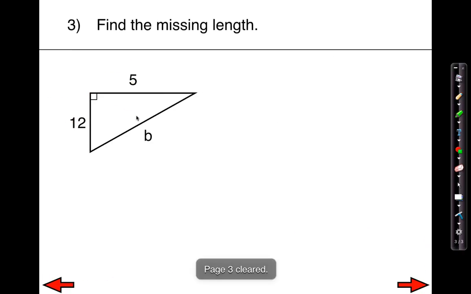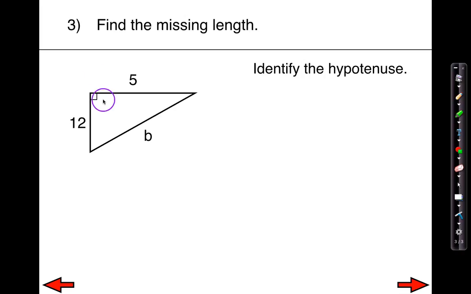Okay. So now at this stage, I would like you to go ahead and pause the video and try number 3 on your own. Okay, so let's see how well we did. Hopefully you identified that the hypotenuse is b. So you left 5 and 12 as the legs.